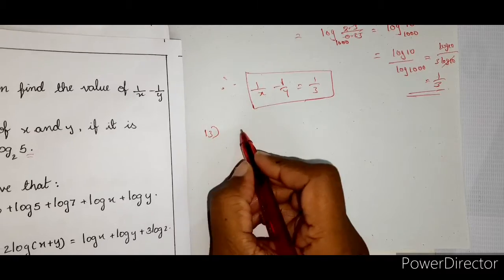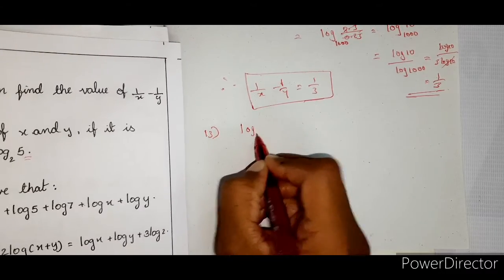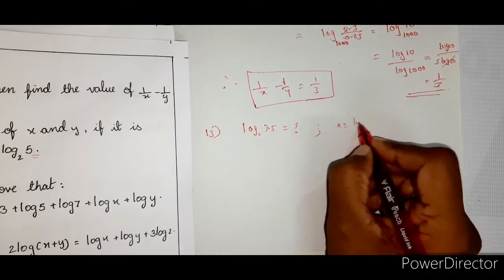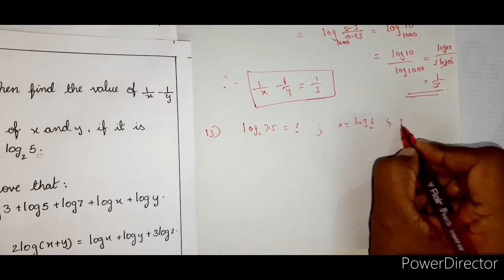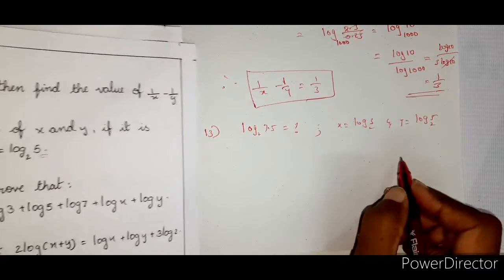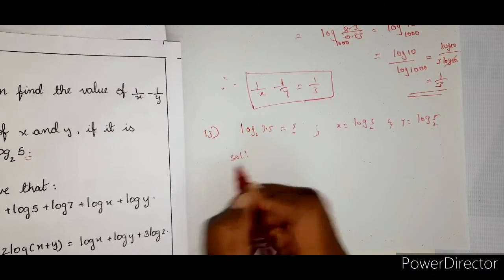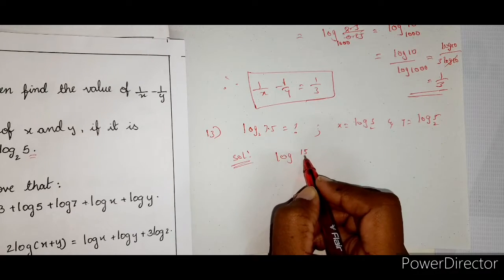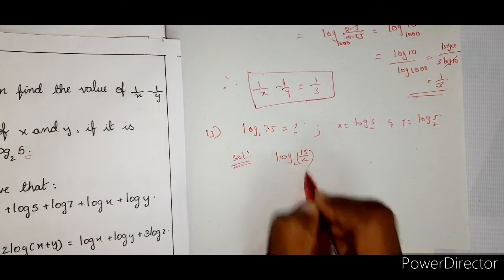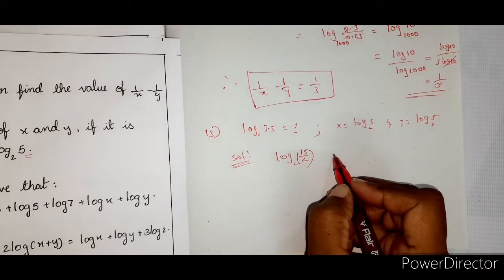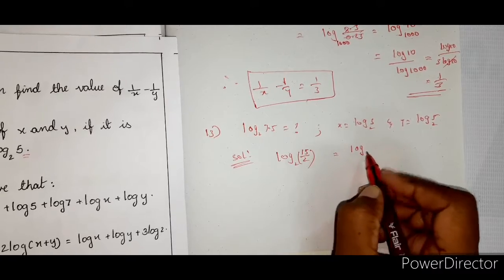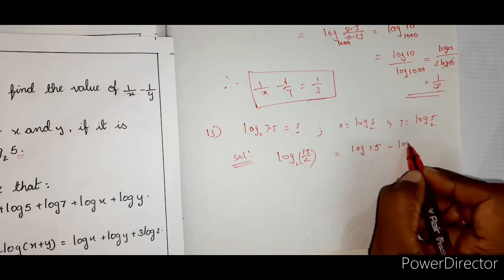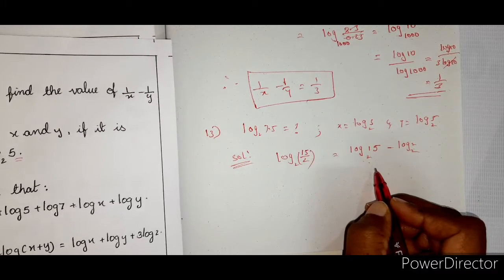So the 13th one is, you have to find log 7.5 base 2. What is given? Given is x is equal to log 3 base 2 and y is equal to log 5 base 2. Now let me write the solution. I will write log 7.5 as log of 15 by 2 base 2. So log of 15 by 2 can be written as log 15 minus log 2, both with the base 2.